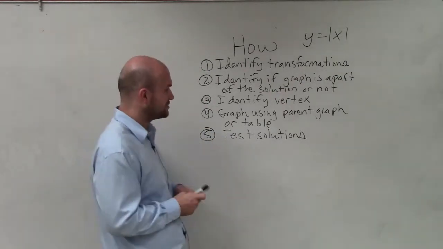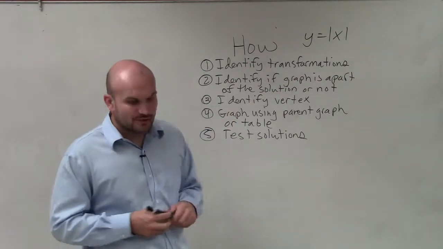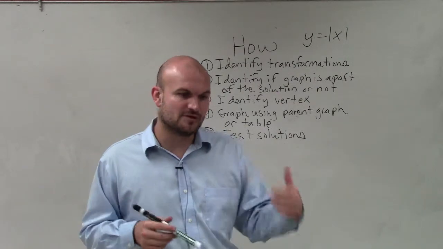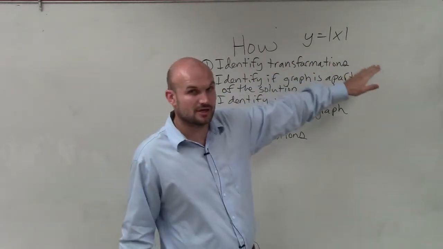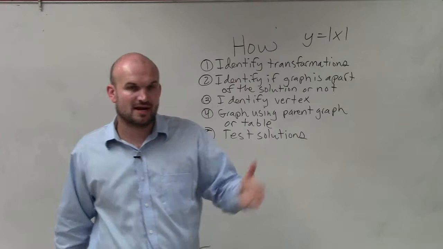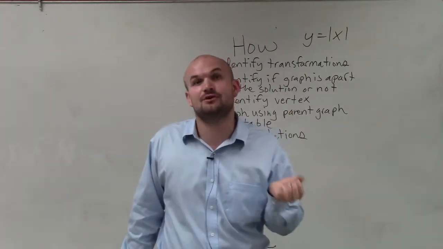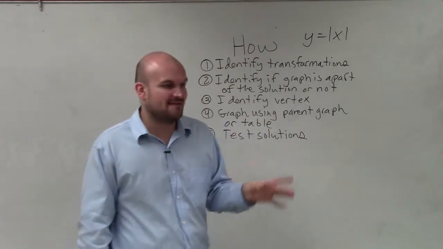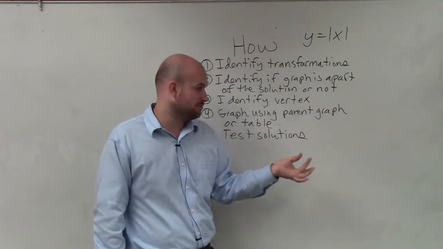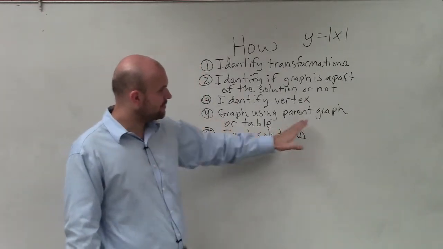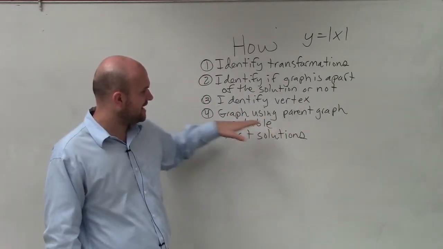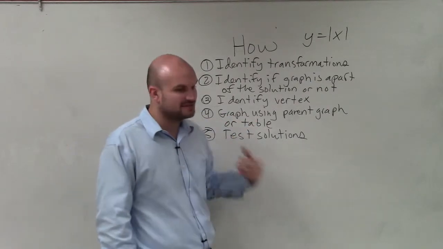The next thing is to identify the vertex, and the vertex of this parent graph is at (0, 0). So if I'm shifting left or right or up or down, that vertex is going to move. We want to be able to identify where exactly that vertex is going to move. Then, based on where we plot our new vertex, I say graph using the parent graph or a table.